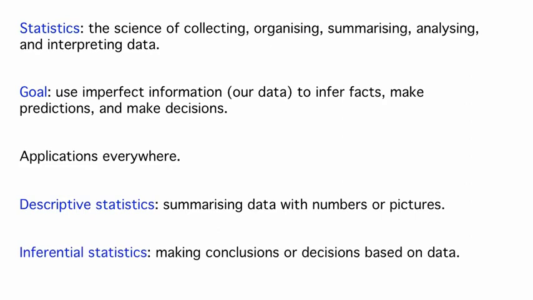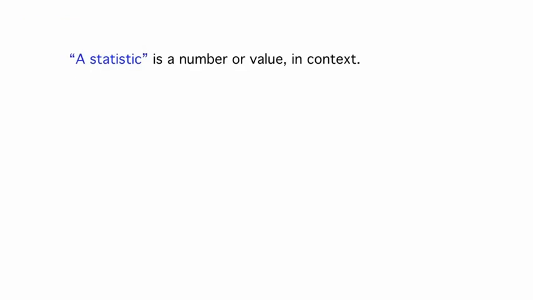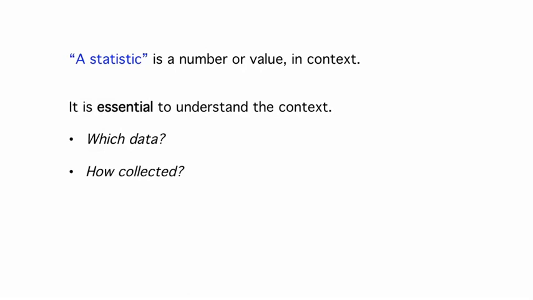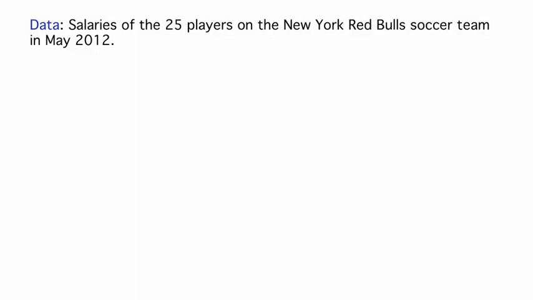While statistics is a science, we can also talk about a statistic. A statistic is a number or value measured within some particular context. In order to carry out sensible and meaningful statistical procedures, it is important to understand the context. We need to understand which data were collected, how and why these data were collected, on which individuals or entities the data were collected, what questions we hope to answer from the data, and what group we want to make conclusions about.